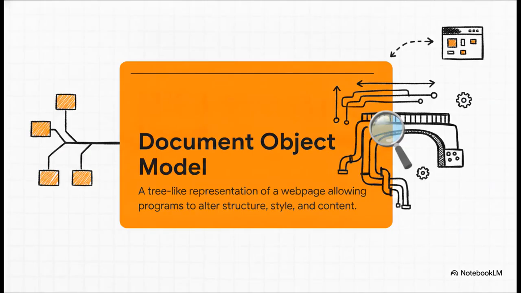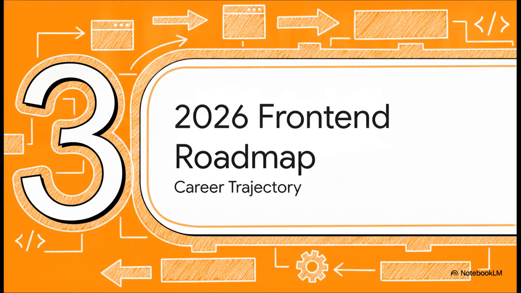All that beautifully organized HTML gets parsed into the Document Object Model, or as we usually call it, the DOM. Think of the DOM as a central control panel. It acts as the bridge where your JavaScript actually gets to interact with the physical structure of the page. This is what lets you dynamically update a website without forcing a clunky, full-page reload every single time you click something. All right, Section 3, the 2026 front-end roadmap.